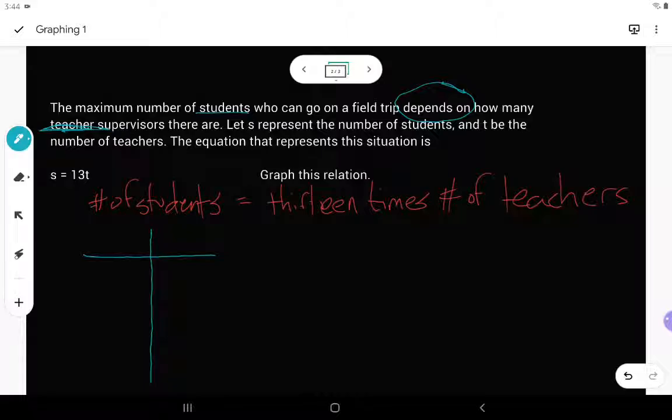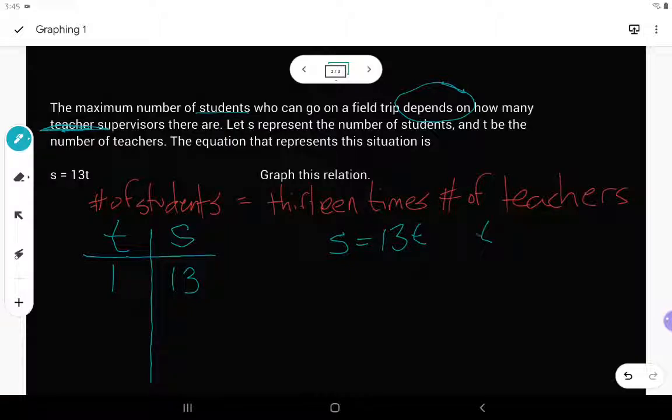So I'm going to put T for teachers in the x and S for students in my y. So remember, I always go x first and then y. Okay, so if we look at this equation here, I said, well, if we bring one teacher, we can bring 13 students. And really what I'm doing is I'm taking this expression, s is equal to 13t.